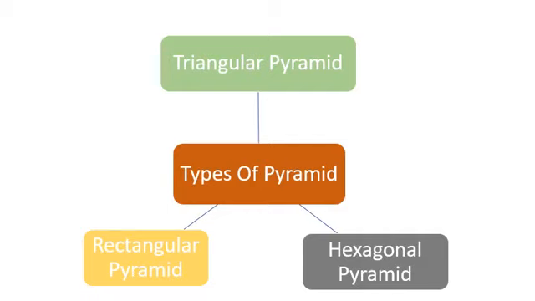Coming to rectangular pyramid, a pyramid whose base is a rectangle is called a rectangular pyramid. Or we can say a polyhedron whose base is a rectangle and whose lateral faces are triangles with a common vertex is called a pyramid. Similarly, we can define hexagonal pyramid. So what do you mean by a hexagonal pyramid? A hexagonal pyramid is that pyramid whose base is a hexagon, or we can say a polyhedron whose base is a hexagon and whose lateral faces are triangles with a common vertex is called a hexagonal pyramid.